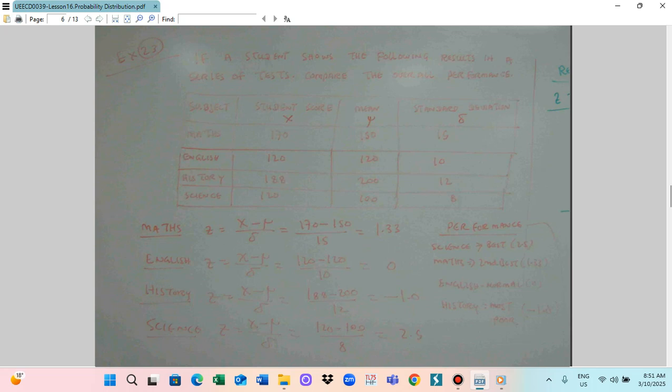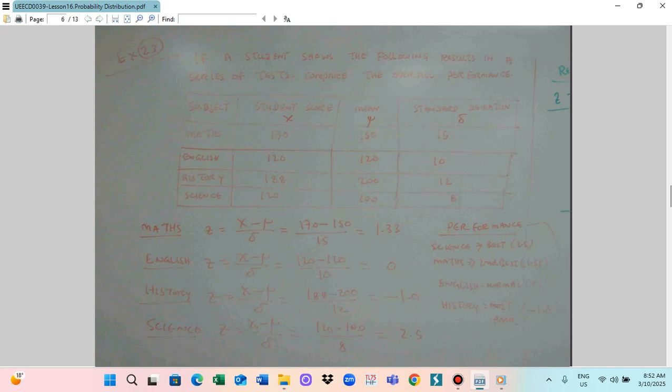So now we will calculate Z for the math. Z is equal to H minus mu divided by delta. So H is 170, mu is 150, and delta is 15. By solving this one, you get 1.33. Now English. Z is equal to H minus mu divided by delta. In this case, H is 120, mu is 120, and delta is 10. So we calculate this is 0. 0 is normal. So this student got a normal achievement. For mathematics, 1.33 is better.